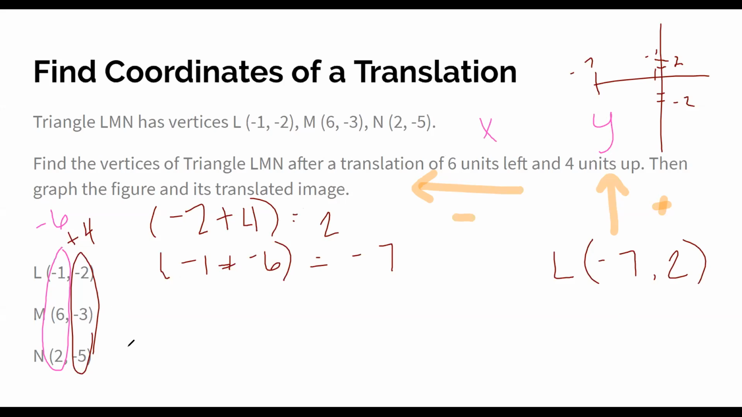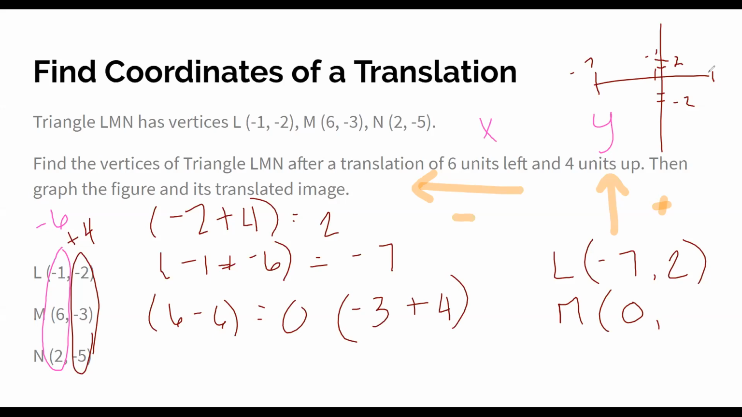Then M, you have 6, -3. So if I'm at 6 over here, and then I take away 6, or I move 6 units left, I have 6 minus 6, which is 0. So for M, my new X is 0. And then I have -3 plus 4. So I'm at -3 and I'm moving up 4. So 4 minus 3 is 1. And then my larger number is 4, which is positive. So my answer is also going to be positive. Or again, you can use the graph. That's up to you. So 0, 1.